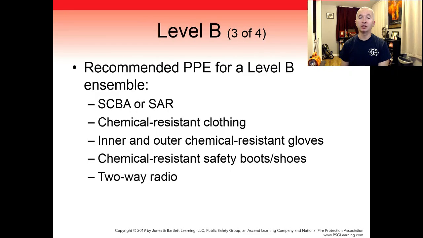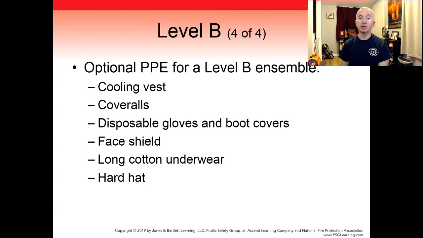chemical-resistant safety boots and shoes, and a two-way radio. Optional PPE for a Level B ensemble also includes a cooling vest, coveralls, disposable gloves and boot covers, a face shield, long cotton underwear, and a hard hat.